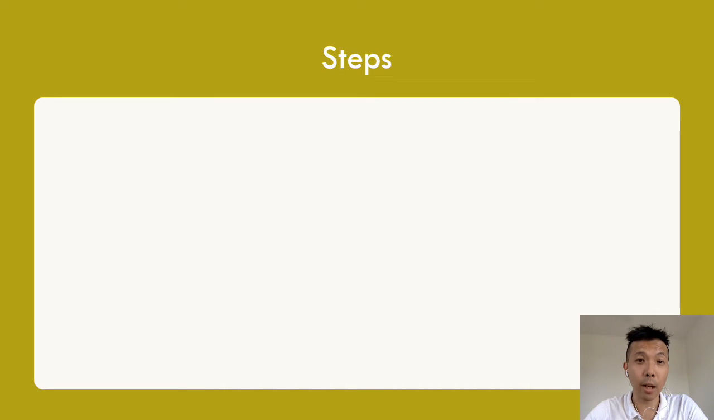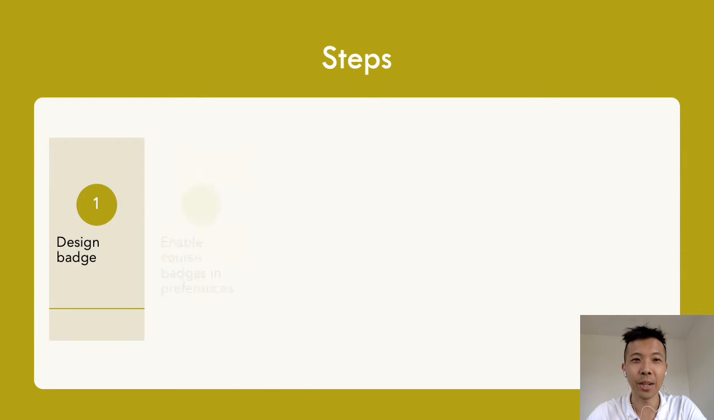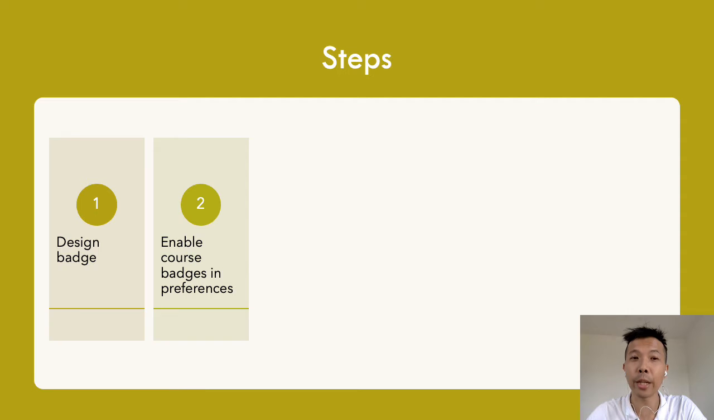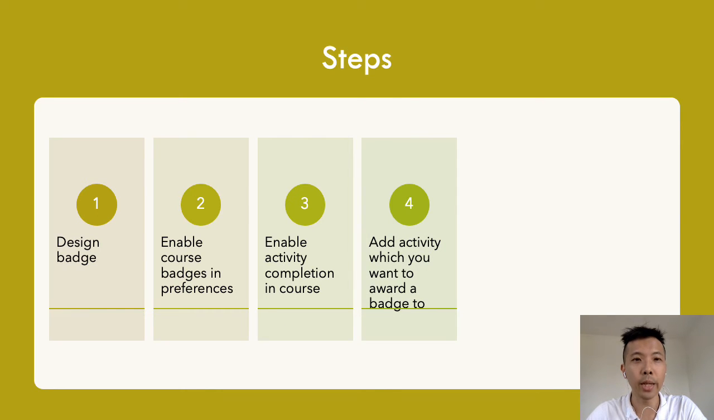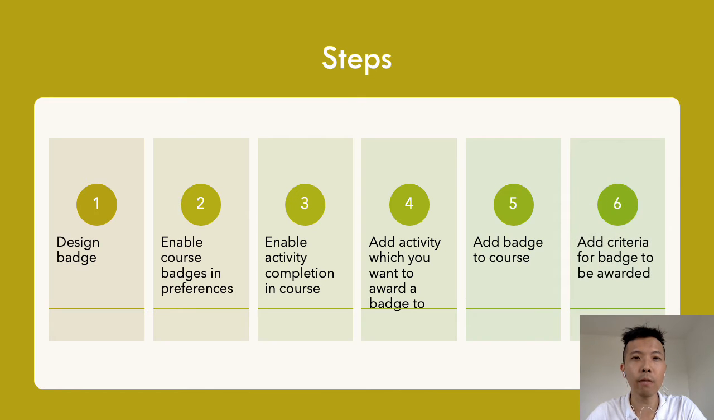What are the 6 steps needed to create badges on Moodle? First, we need to design the badge. Then, we enable course badges in our preferences on Moodle. Then, we enable the activity completion in the course. Subsequently, add the activity which you want to award the badge to. In our 5th step, we add the badge to our course. And finally, add the criteria for the badge to be awarded.